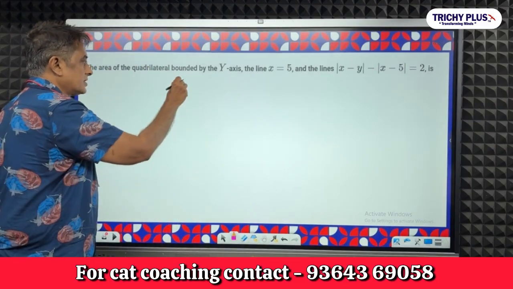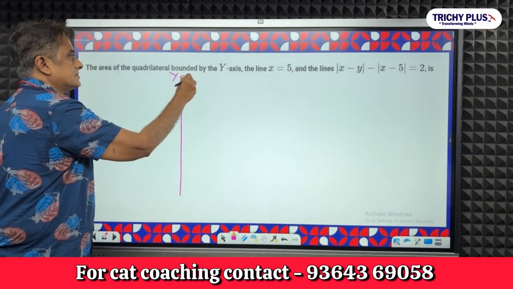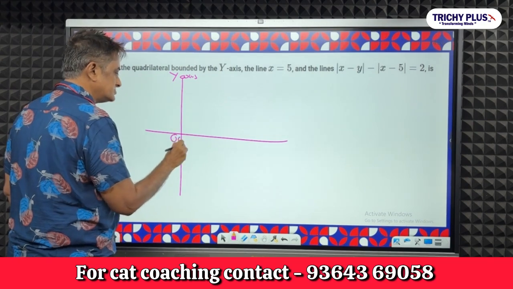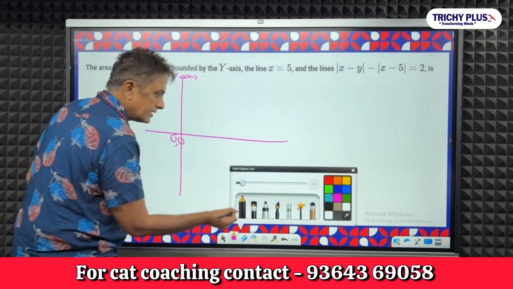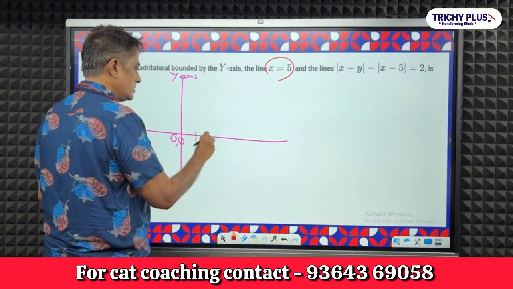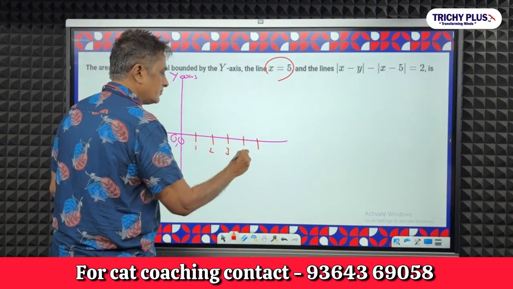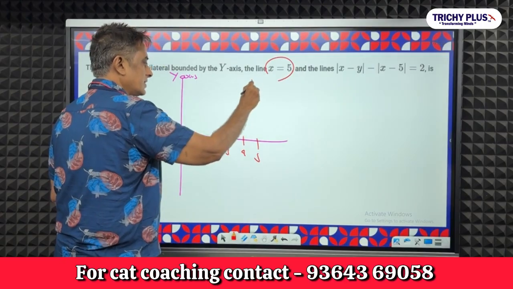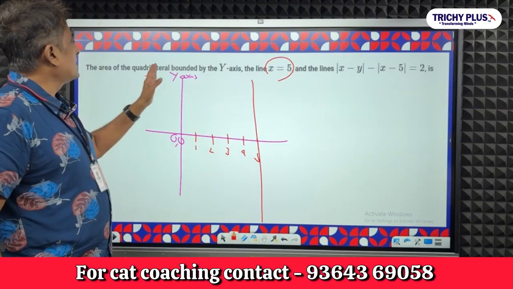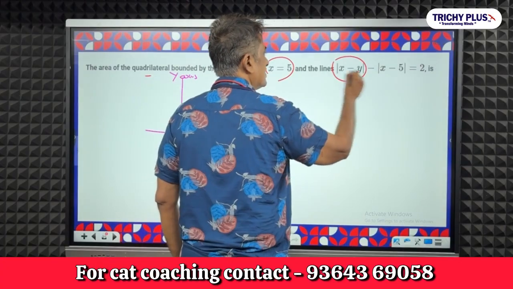So first, what do we do? You have a graph paper. This is the y axis, okay? So you draw over here. This is the point of origin 0, 0, and then you have x equal to 5. So 1, 2, 3, 4, 5. So this is 1, 2, 3, 4, 5. So the line x equal to 5 is the line here. So what is the quadrilateral bounded by this, and the lines, this one and this one.